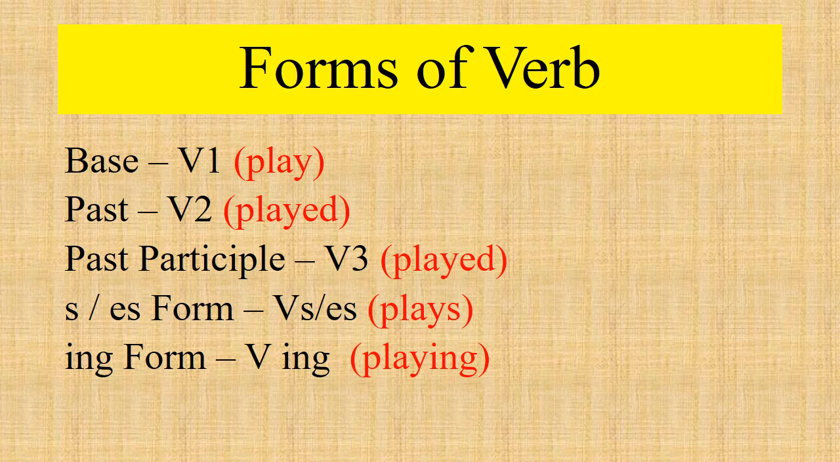Now, before we move ahead with the tenses, we should understand the 5 forms of verb, which will be very useful to us in the video. First is base, which is known as V1. Second is past, which is known as V2. Third is past participle, which is V3. Fourth is S and ES form, which is known as VS/ES. And the fifth one is ing form, which is known as VING. I have given an example for each one of them in red on the right hand side. Let us look at the examples.